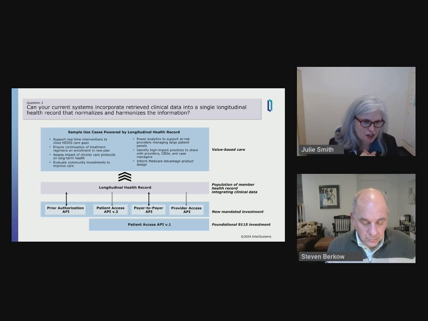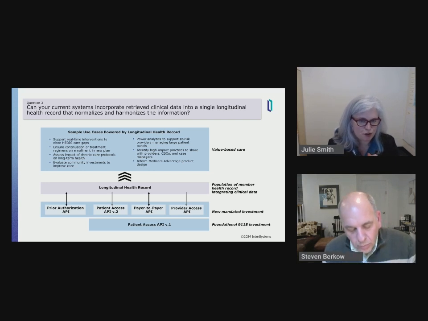I've been around long enough to have documented on paper, done chart audits on paper, chart chases all the way through. And this is game changing when I think about the prospects for the future.